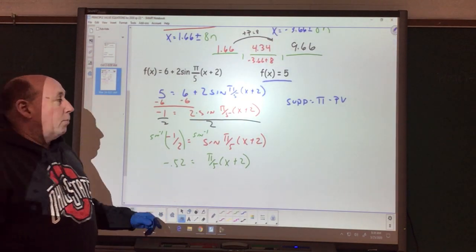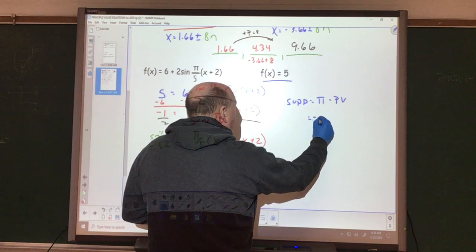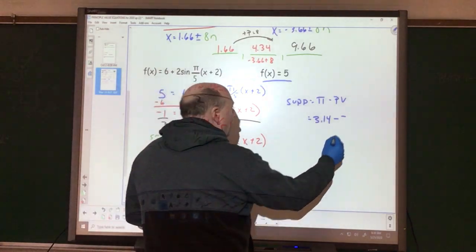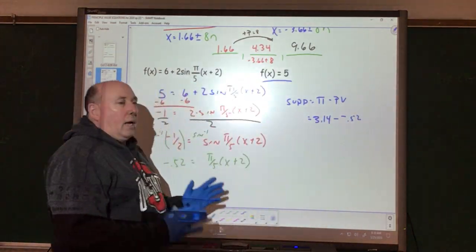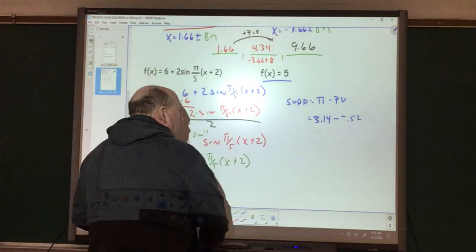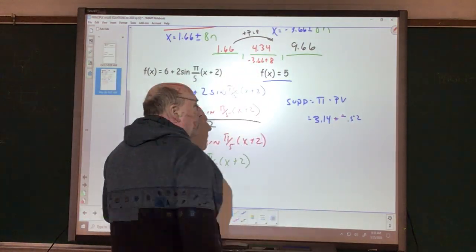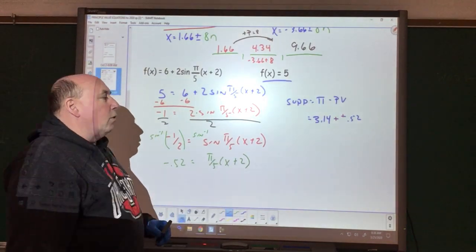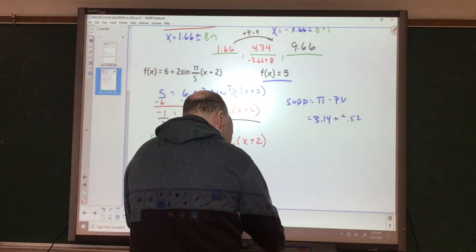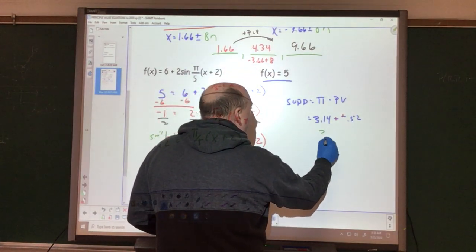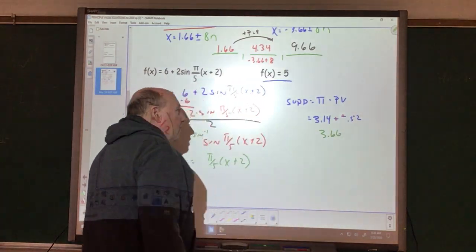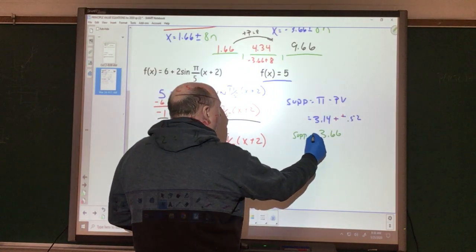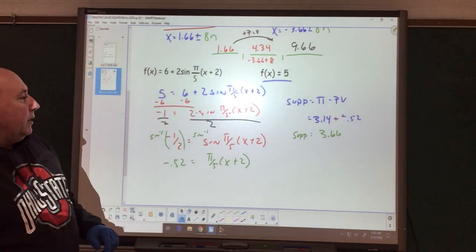We have to watch here because our principal value is negative. So we have 3.14 minus a negative 0.52. Got a little boom chain going on here. Okay, so we can add the 0.52. So we have 3.14 plus 0.52. So we get 3.66 as our supplement.